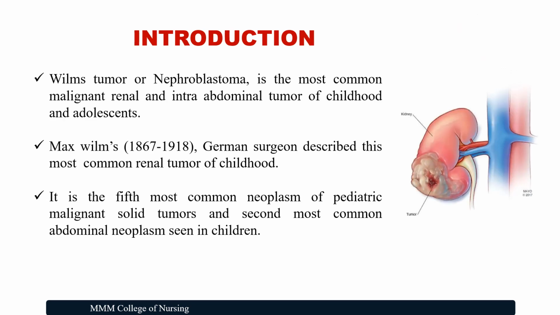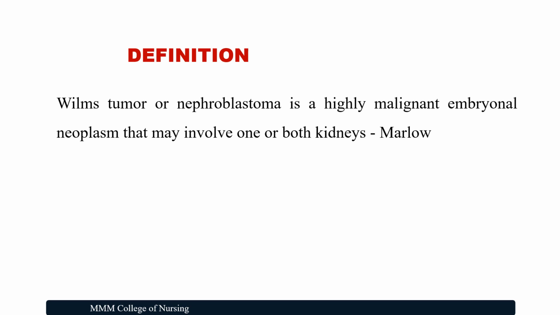Introduction about the topic. Wilms tumor is also called nephroblastoma. It is the most common malignant renal and intra-abdominal tumor of childhood and adolescence. It was first described by the German surgeon Max Wilms (1867 to 1918) and is the most common renal tumor. It is the fifth most common neoplasm of pediatric malignant solid tumors and the second most common abdominal neoplasm in children. Definition: Wilms tumor or nephroblastoma is a highly malignant embryonal neoplasm that may involve one or both kidneys, derived from the mesoderm.